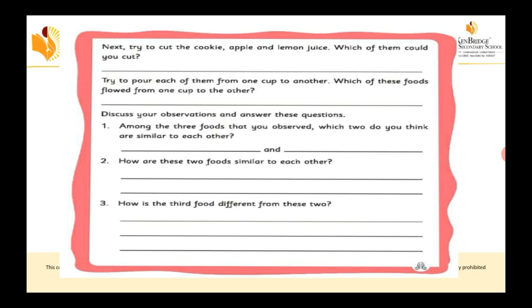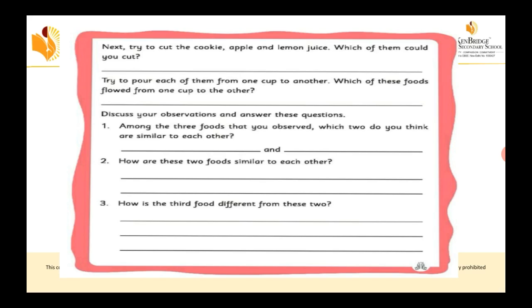Discuss your observation and answer this question. Among the three foods you observed, which two do you think are similar to each other? So you have three food items, no? Apple, cookie and lemon. So among these, which two are similar to each other? So write the answer for that. How are these foods similar to each other? So you have told which are the two things that are similar to each other. So write the answer for that.